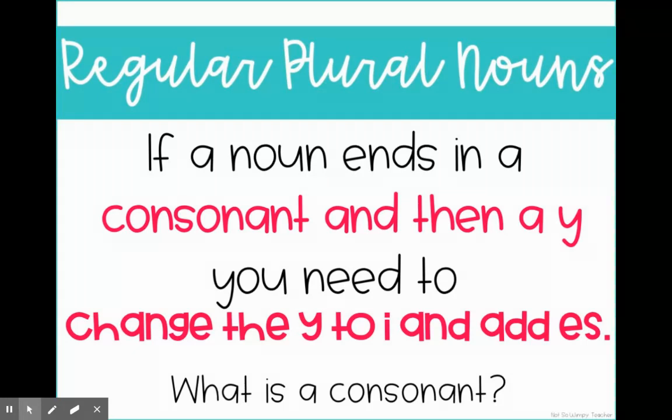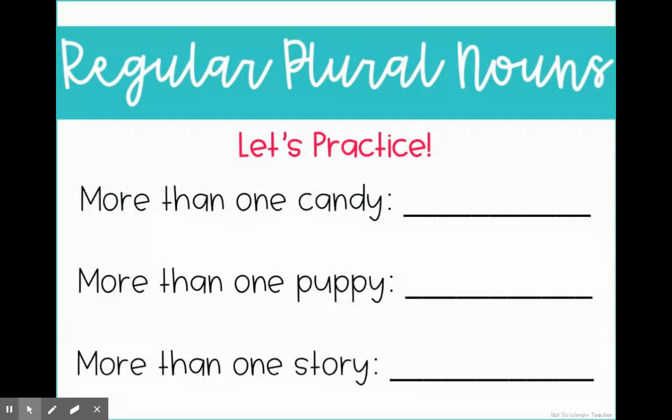So if a noun ends in a consonant and then a Y, remember a consonant is any other letter besides a vowel, and our vowels are A, E, I, O, U. So if it's any other letter followed by a Y, then you would change the Y to an I and add ES. So let's practice.